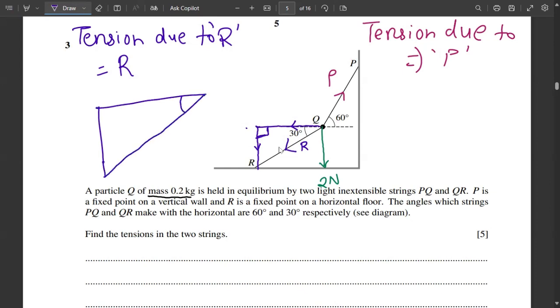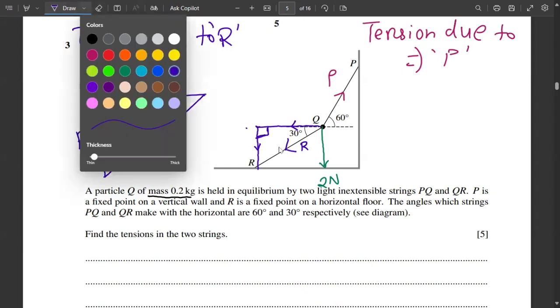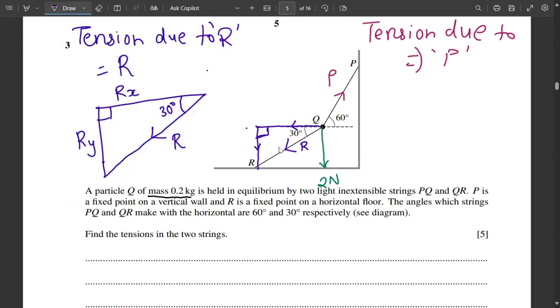So this is 30 degree, this is 90, and this is R. Let this be Ry and this is Rx. Now what we can do is use trigonometry. This is the opposite side and this is the adjacent side. According to trigonometry, wait, that is a G, not a D.